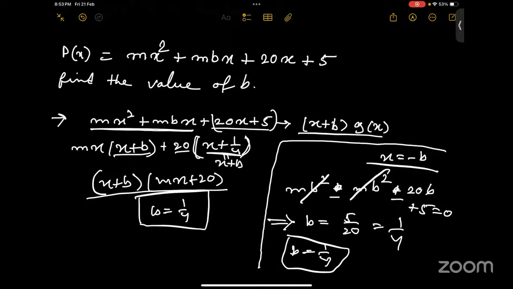How did you take x plus 1 by 4 common? That is the thing. In order to take x plus b as common, x plus b should be equal to x plus 1 by 4. That means b should be equal to 1 by 4.